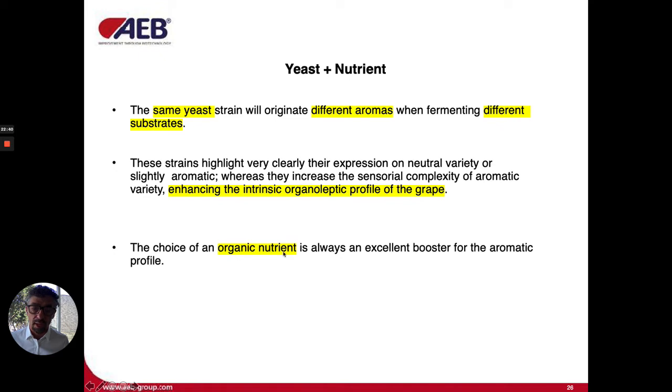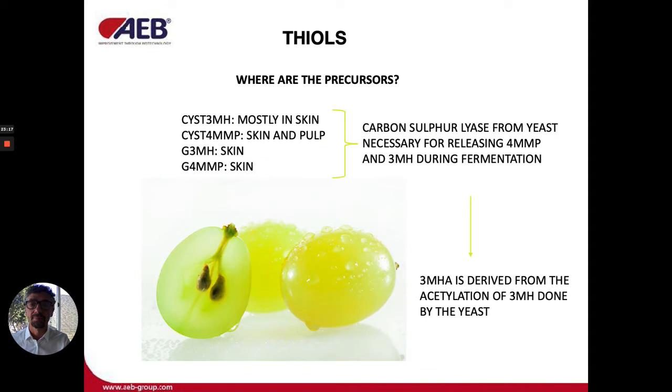The choice of an organic nutrient is always an excellent booster for the aromatic profile. What does that mean? If we use ammonium phosphate or ammonium sulfate, a mineral nutrient as opposed to an organic nutrient, those nutrients will actually impact the transporter that the yeast use to bring inside the cell the precursors for the aromatics. No precursors, no aromatics. So that's why an organic nutrient always gives you better expression of the aromatics.